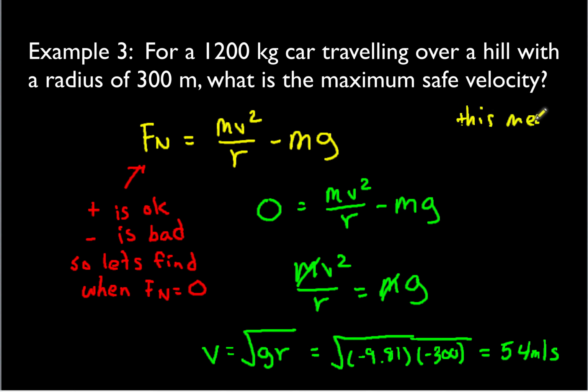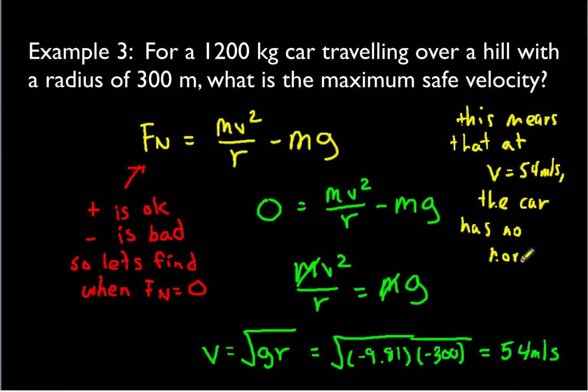At this 54 meters per second, this means that at v equals 54 meters per second, the car has no normal force. In other words, it feels weightless. It's that weightless feel as you come over the top of the hill of a roller coaster. It's that moment where it's not actually touching the ground, but it's still following the curvature of the hill. It feels like free fall.